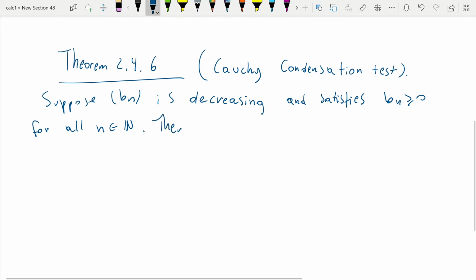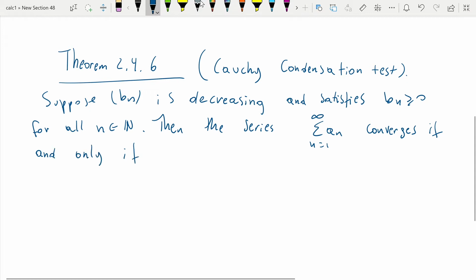Then the series, the sum of the an's, n equals 1 to infinity, converges if and only if the sum of 2 to the n times b sub 2 to the n, from n equals 0 to infinity, converges.